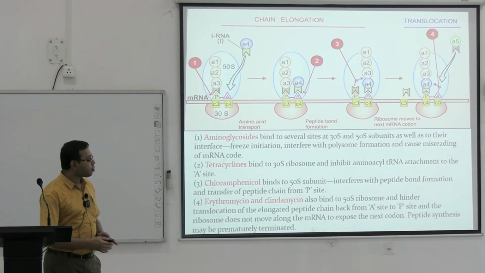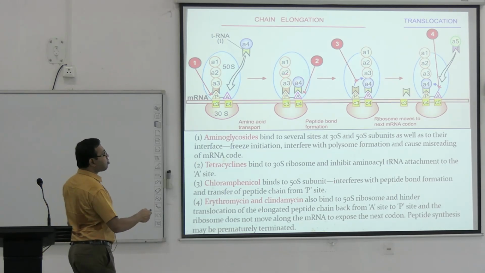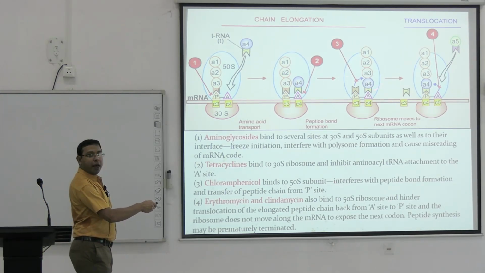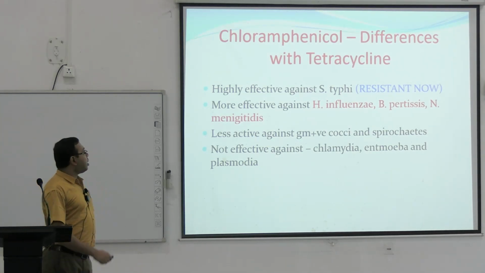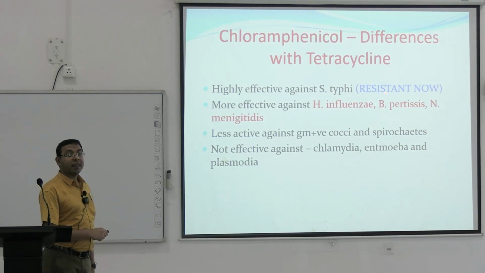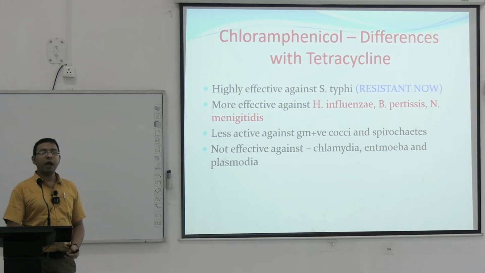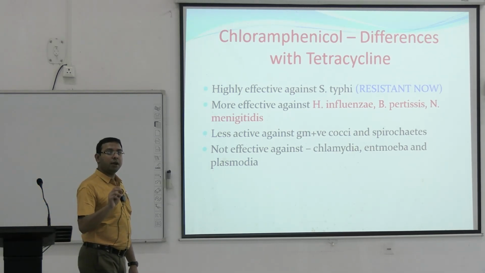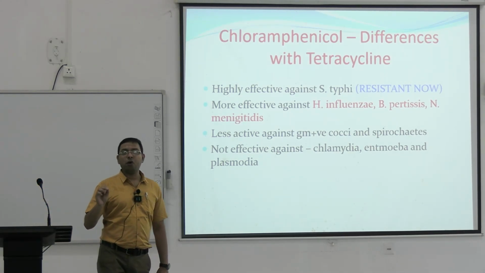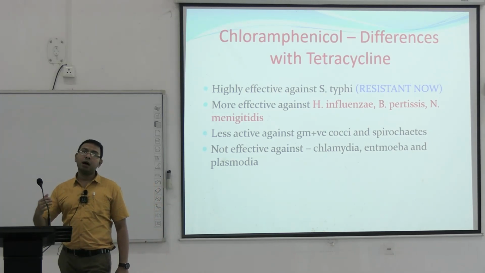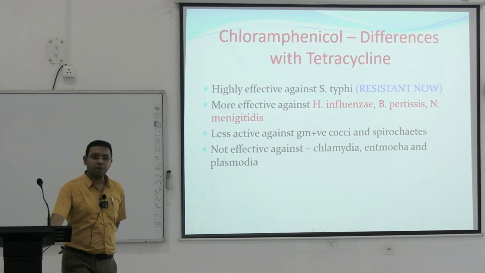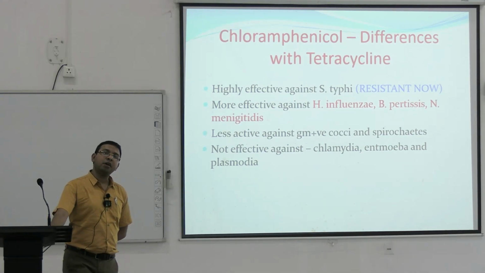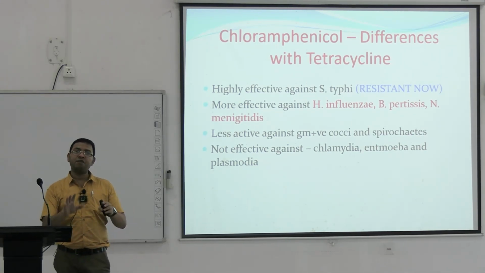So it is clear. Already tetracycline acts here, chloramphenicol acts here. So the difference from tetracycline is that chloramphenicol is highly effective against Salmonella typhi. Until now we have not heard about Salmonella typhi with tetracycline. Salmonella typhi causes typhoid fever, and in the 70s, 80s, in fact in the first part of the 90s, chloramphenicol was the drug of choice for Salmonella typhi, typhoid fever.